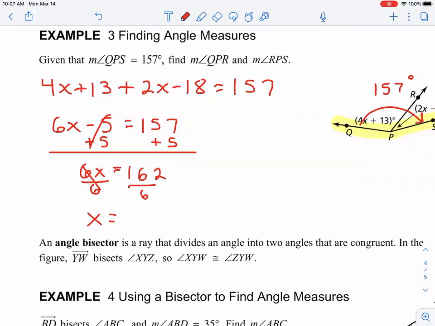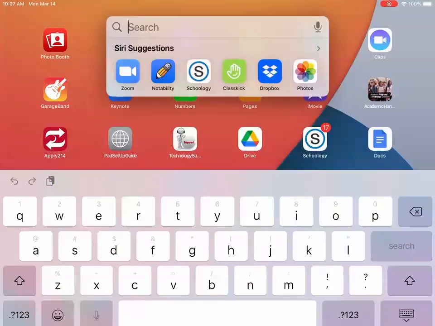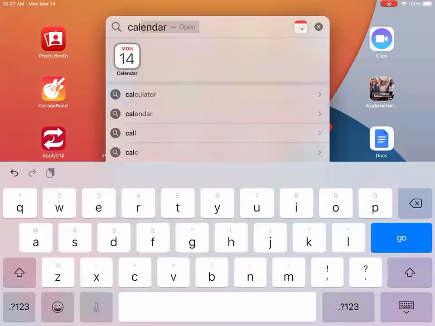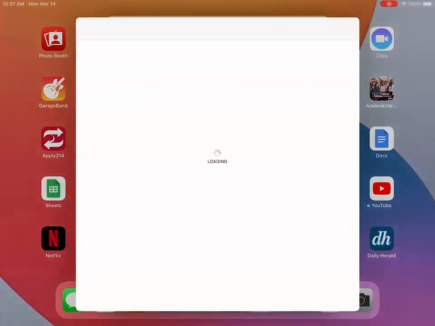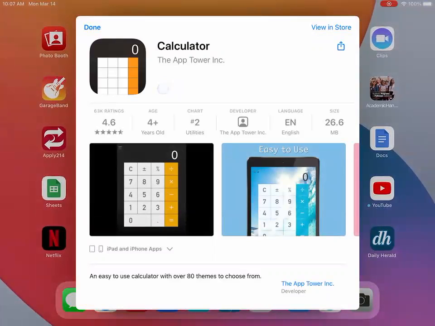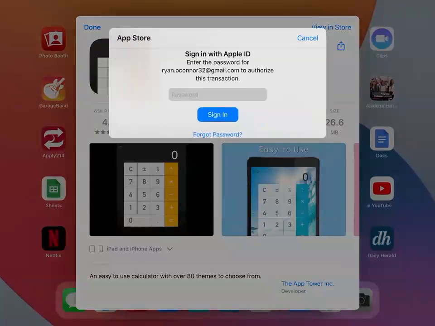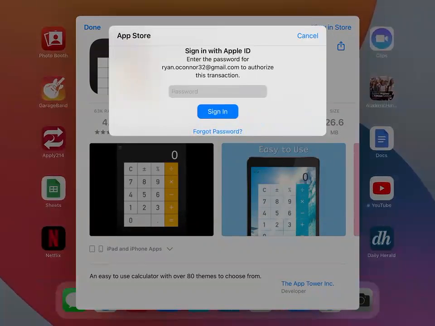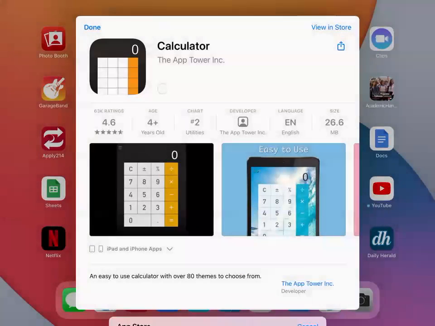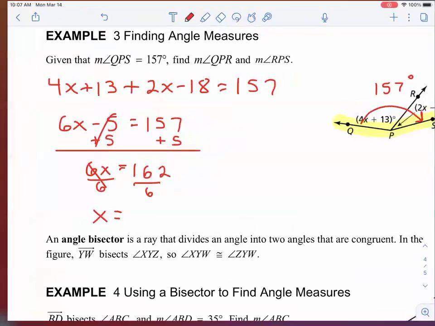So 162 divided by 6, well, we can use our calculators for that. So let's go. Where's my calculator? I guess I would have to download mine again. All right. While that's doing that, what you said it's what? 27. Yeah, thank you. All right, let's cancel that. We don't need that. All right, so x comes out to be 27.